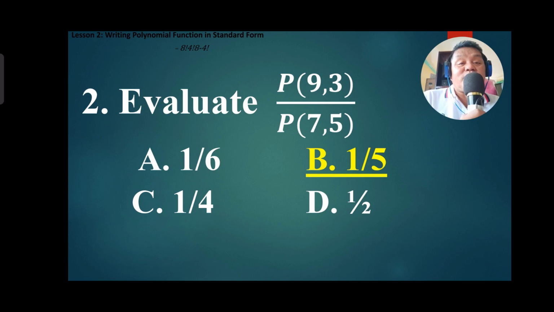We have number 2. Evaluate permutation of 9 objects taken 3 at a time over permutation of 7 objects taken 5 at a time. So you are going to process first the numerator, next the denominator, and you are going to divide numerator by the denominator, and the answer is 0.2. The answer is 1/5.